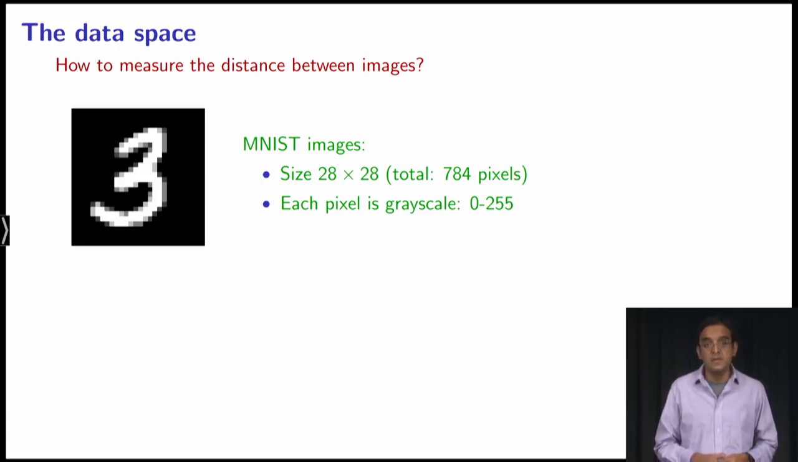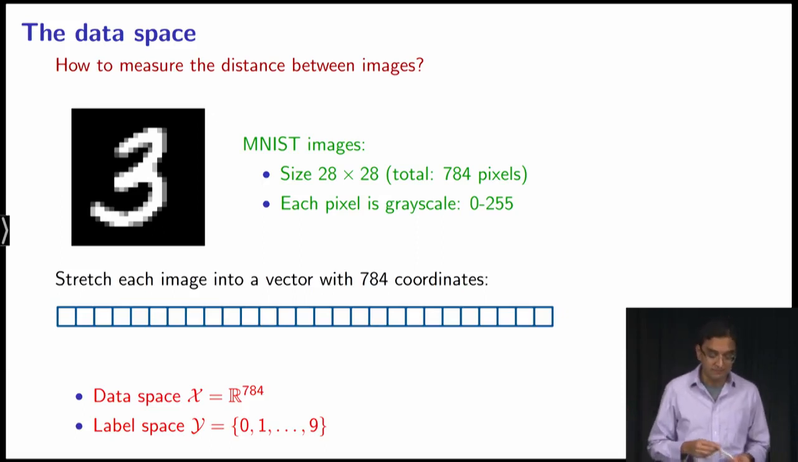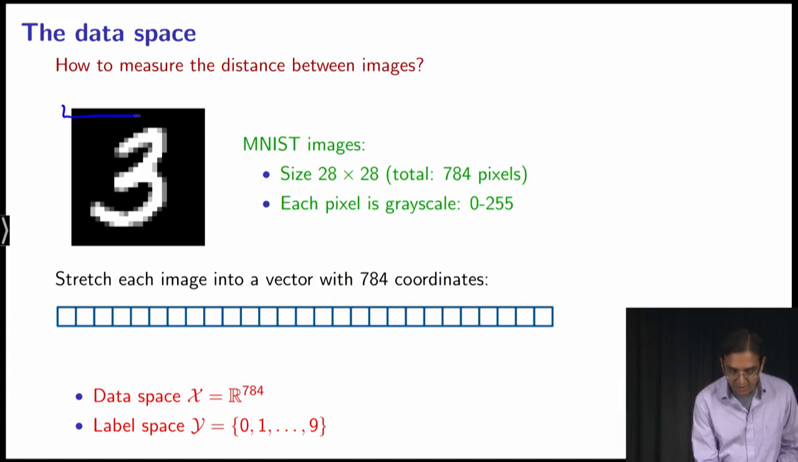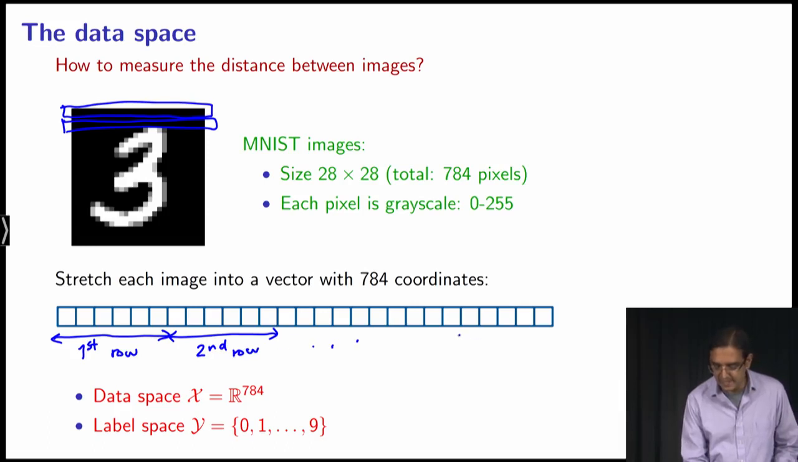Okay? So, in order to convert an image like this into a vector, we can simply just stretch it out into a vector with 784 coordinates. How do we do this? Well, we start by copying down the first row, so the first 28 pixels, and then the second row, the next 28 pixels, and so on, all the way down to the very last row, the 28th row.